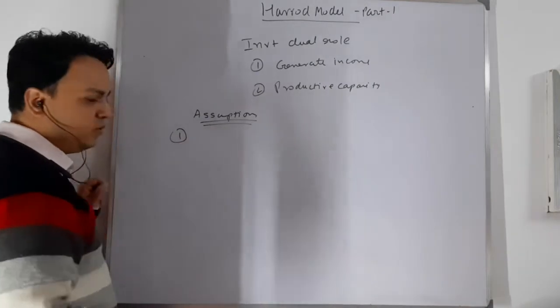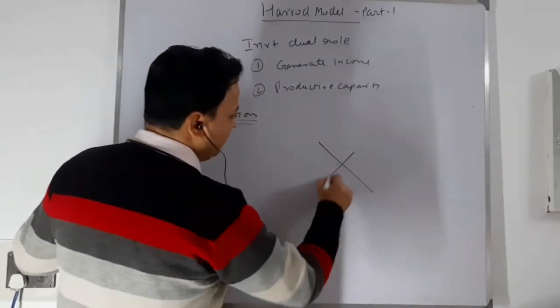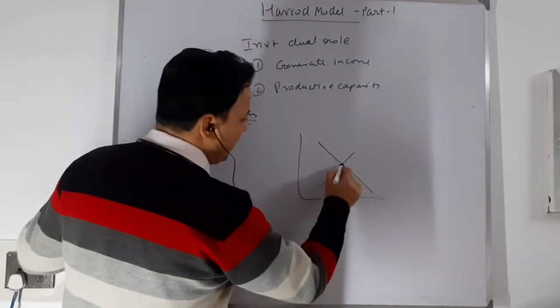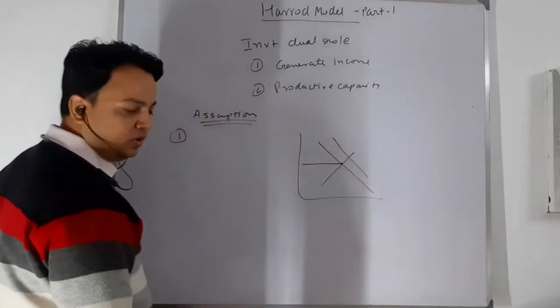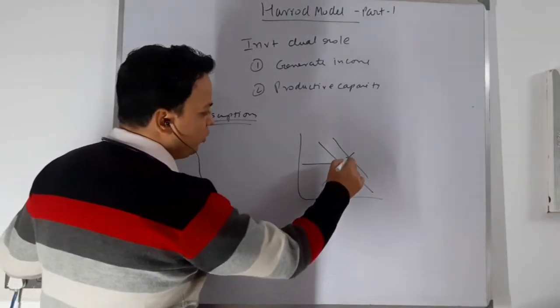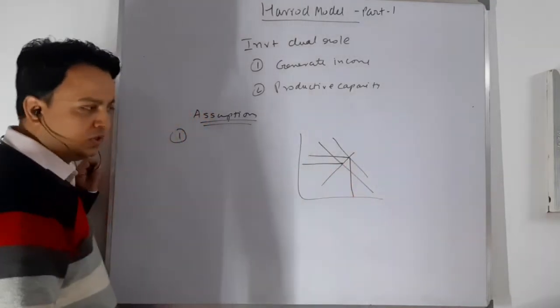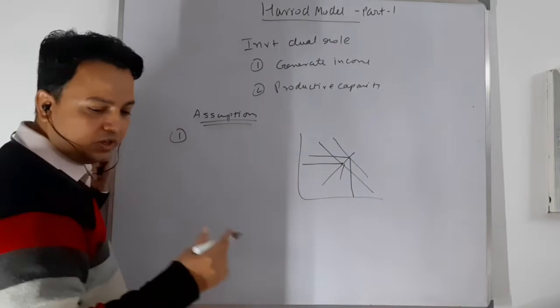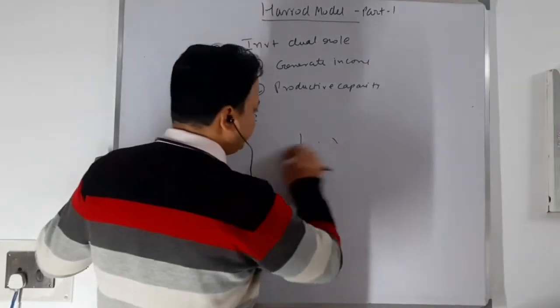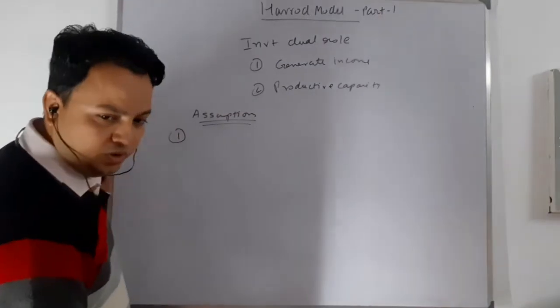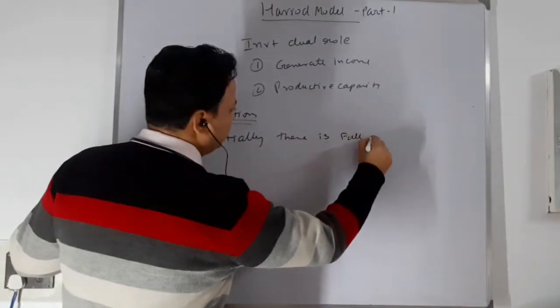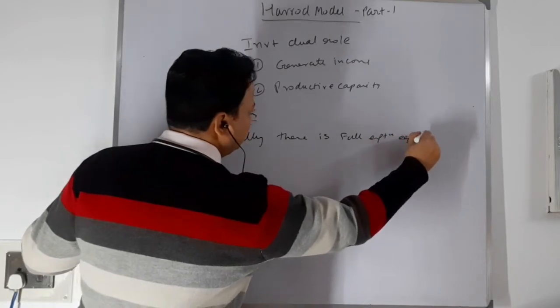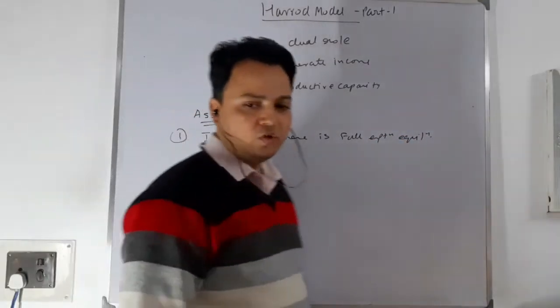Every time we start a model, remember you have done microeconomics. When we do comparative static analysis, we start with equilibrium. Starting from equilibrium, if demand increases, what will happen at the new equilibrium? Output will be higher and price will be higher. So we always start with equilibrium when we do comparative static analysis. In the case of dynamic analysis, we will also start with equilibrium. So initially the economy starts with full employment equilibrium.